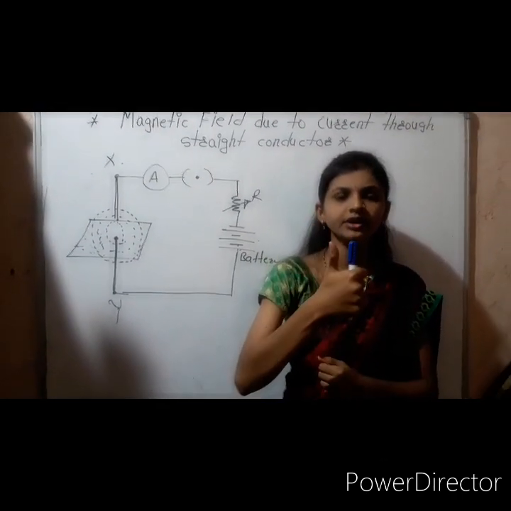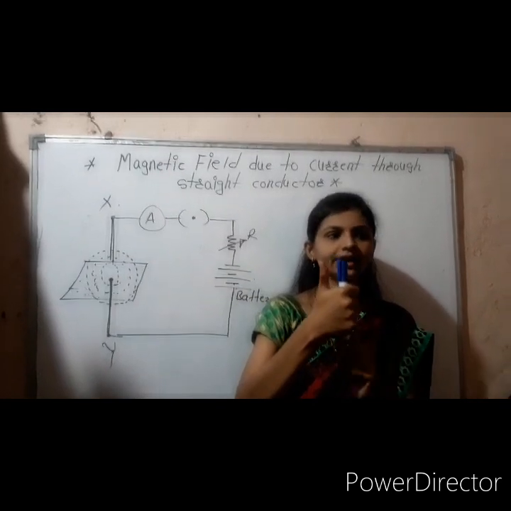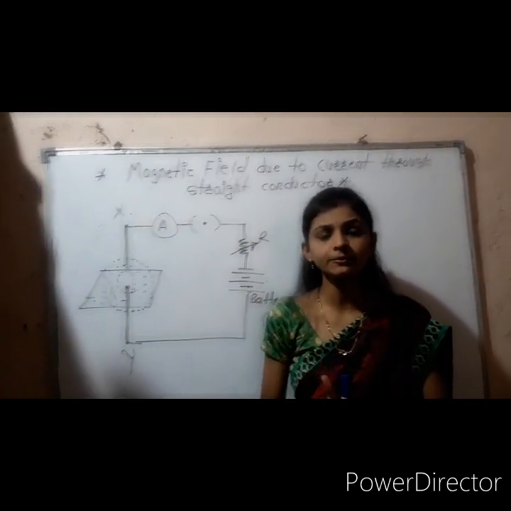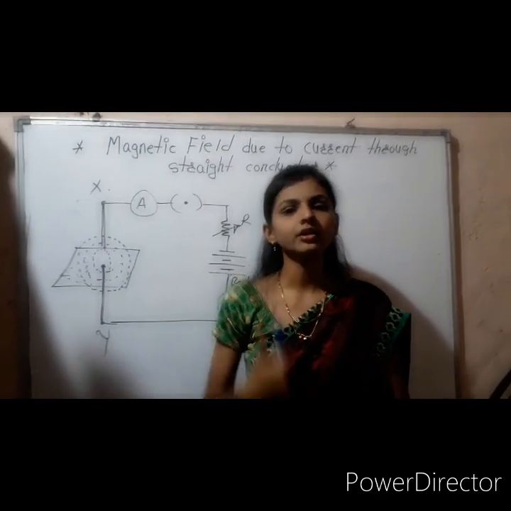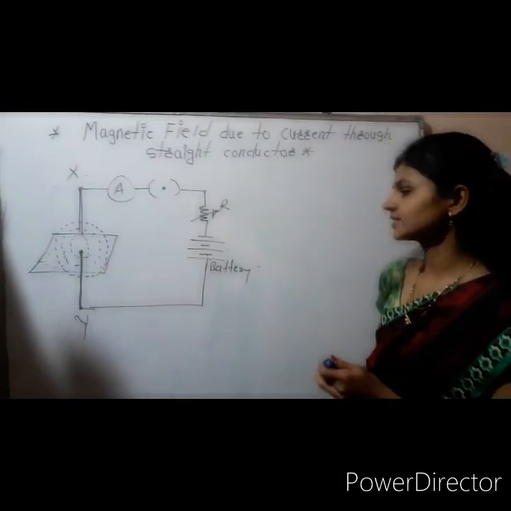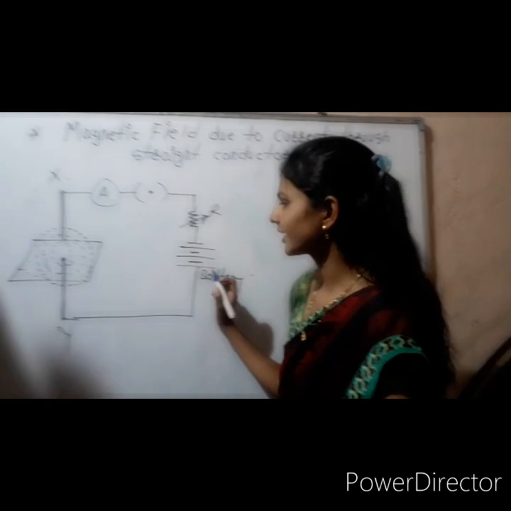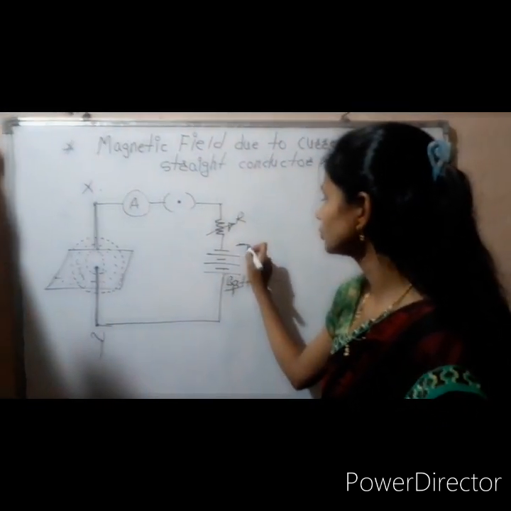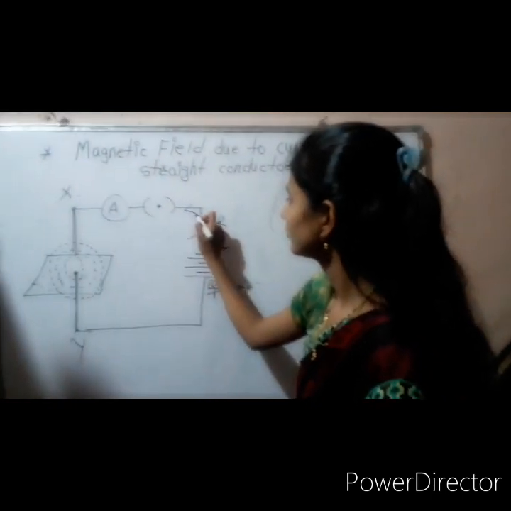So whenever the current is flowing from downside to upside, these fingers are showing the direction of the magnetic field which is produced around the conductor. Same here, you can see that in this diagram also the current is flowing from the positive to the negative terminal.